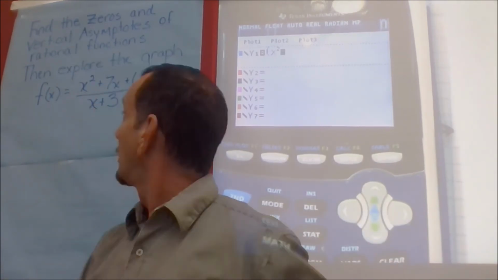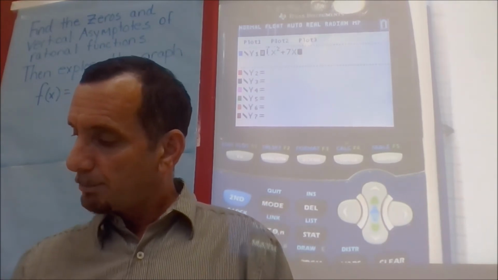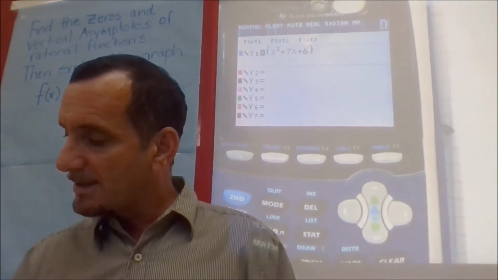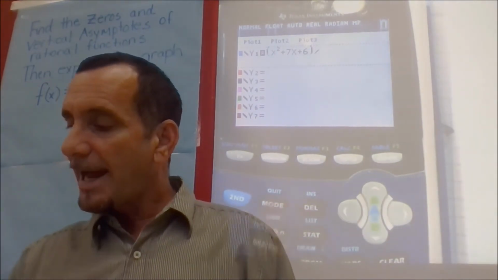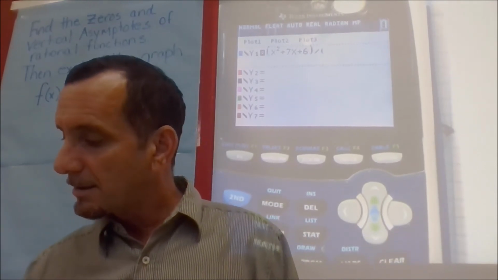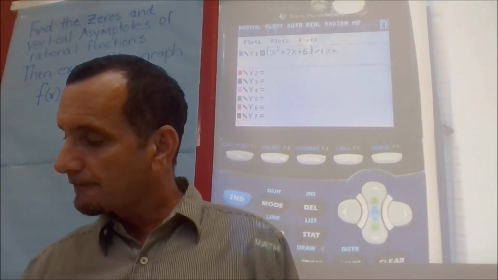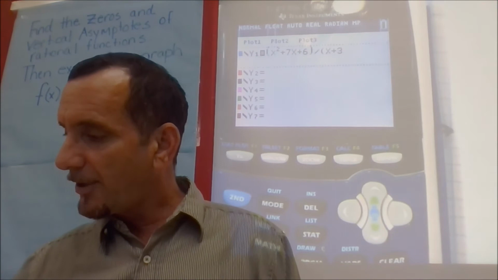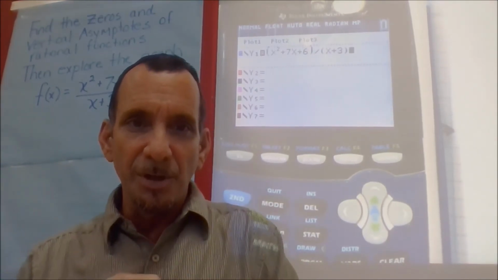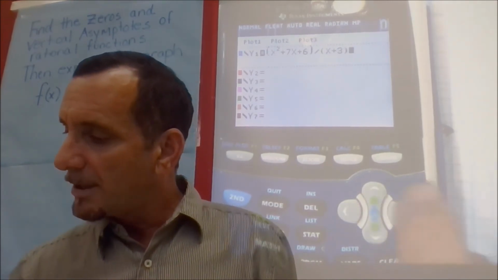x squared plus 7x plus 6, end parentheses, and I know that that means I'm dividing the entire numerator by not just x, but x plus 3. So I'm going to put parentheses down here, x plus 3. This is just a thing to remember. When you're punching in rational functions, it's always good to use those parentheses because now I've got that function. And all I have to do is graph.